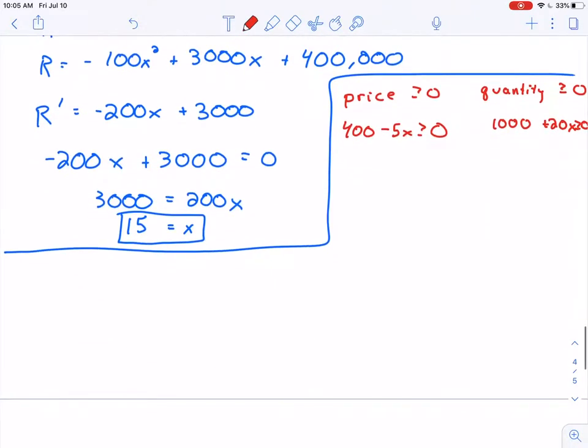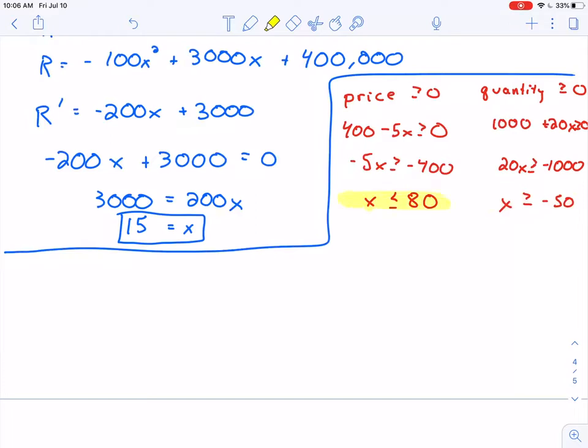So I'm going to solve each of these inequalities here. On the left-hand one over here, let's look at that first. I've got negative 5x is greater than or equal to negative 400. So x... here, when I divide by negative 5, I switch the direction of the inequality. I have x is less than or equal to 80. And over here, if I solve this, I've got 20x is greater than or equal to negative 1,000. x is greater than or equal to 1,000 over 20, which of course is negative 50. So x has to be greater than or equal to negative 50.